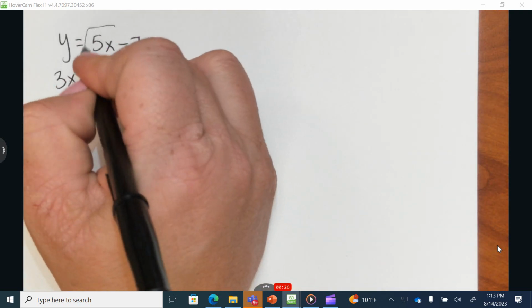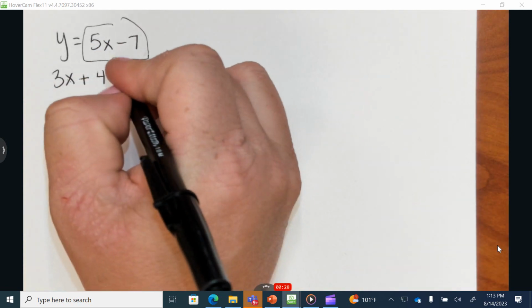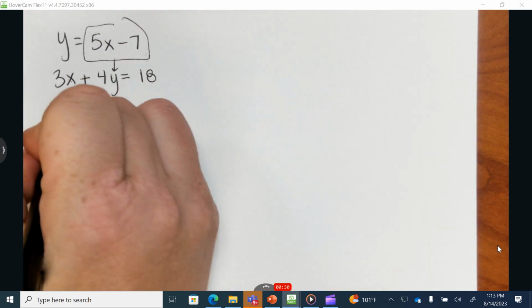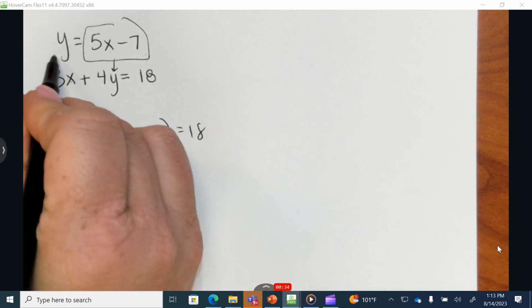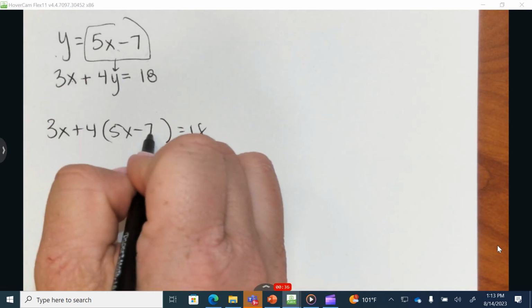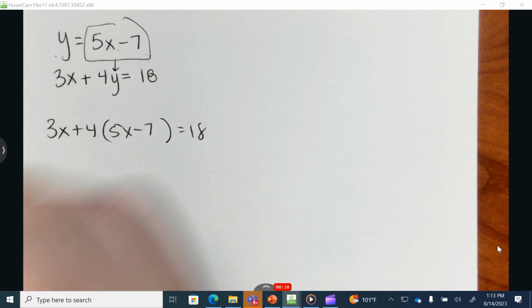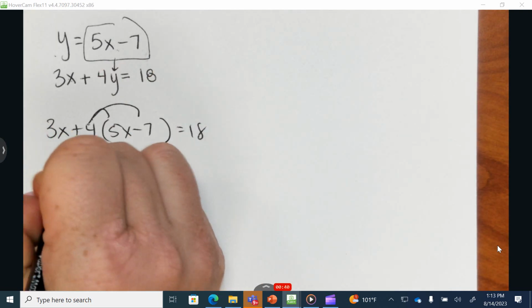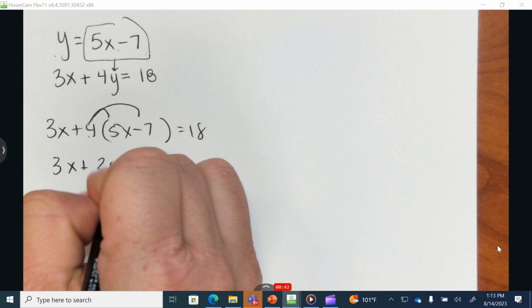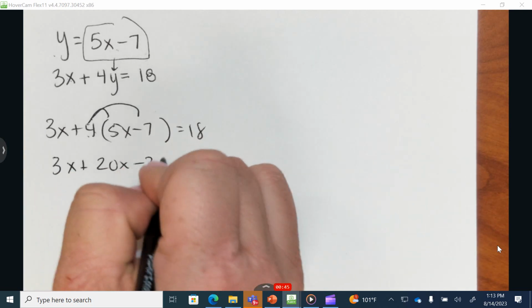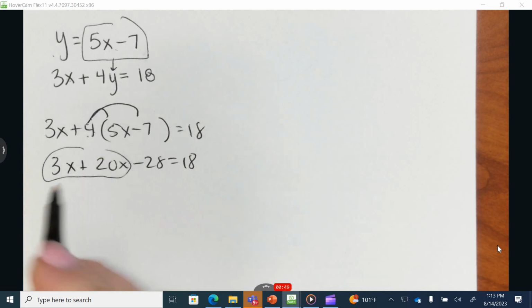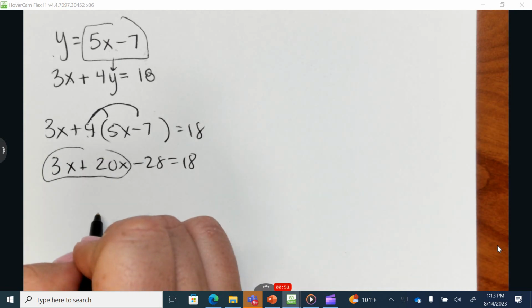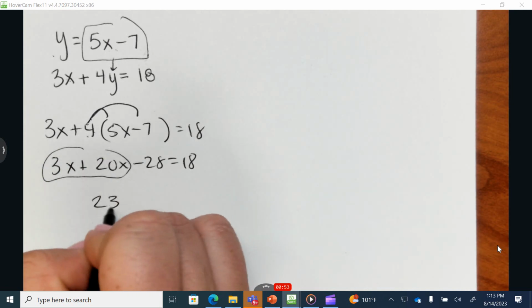I'm going to take this value that y equals, and I'm going to substitute it in wherever I see y. So 3x plus 4, I'm not going to write y, I'm going to write what y equals, 5x minus 7. And now I'm going to distribute the 4. 3x plus 4 times 5 is 20, 4 times negative 7 is negative 28, and I'm going to continue to combine like terms. 3x and 20x is 23x.